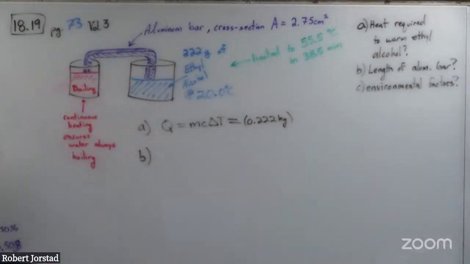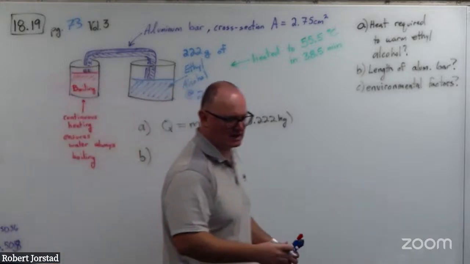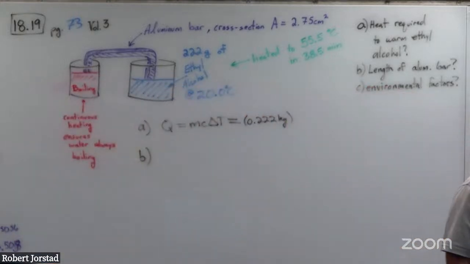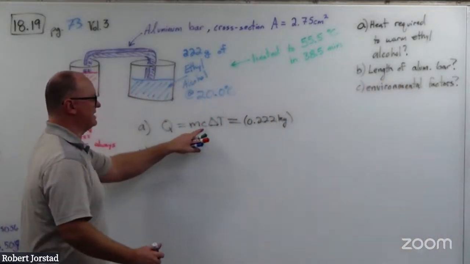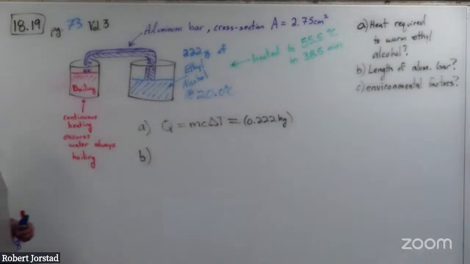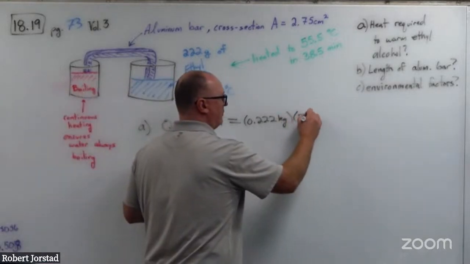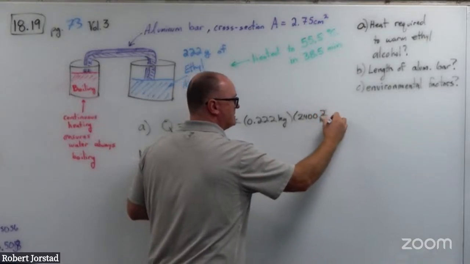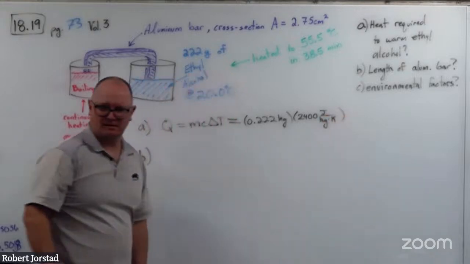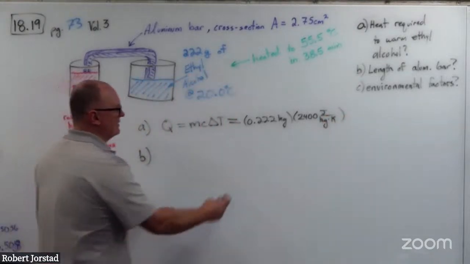Why? Because if you look up on the tables in this chapter, there's a bunch of tables, page 69 has some tables. Where's the other tables? Probably 72 or something like that, 73. Yeah, page 72 also has some tables. So there's a bunch of tables with constants. And c for ethyl alcohol is 2,400 joules per kilogram per Kelvin. All right, and so now you can see why I chose that.